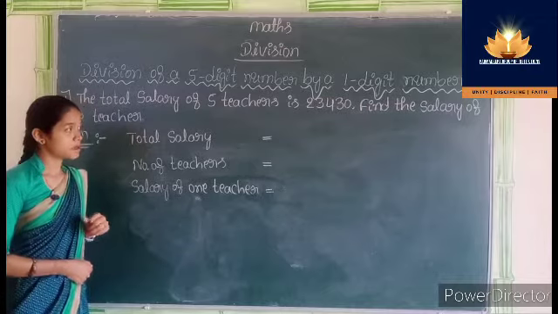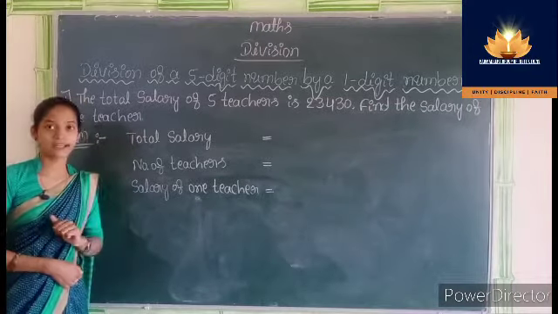The total salary of 5 teachers is 23,430 rupees. Find the salary of 1 teacher.